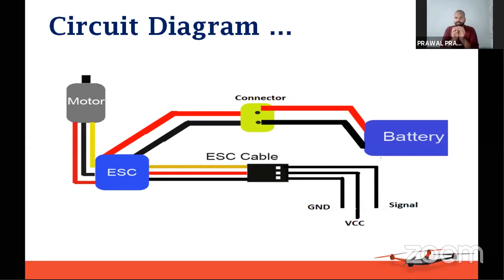So the main role of ESC is to control the speed using an electronic medium, that is, by controlling the voltage of the motor. That's how an ESC is connected between a motor and this GND, VCC, signal. These three pins are connected to your main controller. The main controller gives a signal, and according to the signal, the ESC takes that much voltage from the battery and then supplies the voltage to the motor. That's how things work.